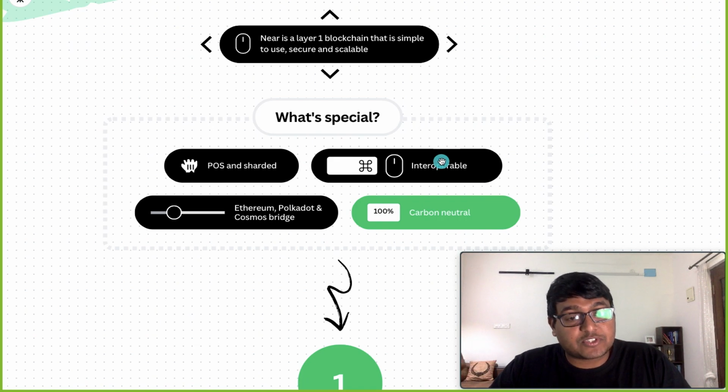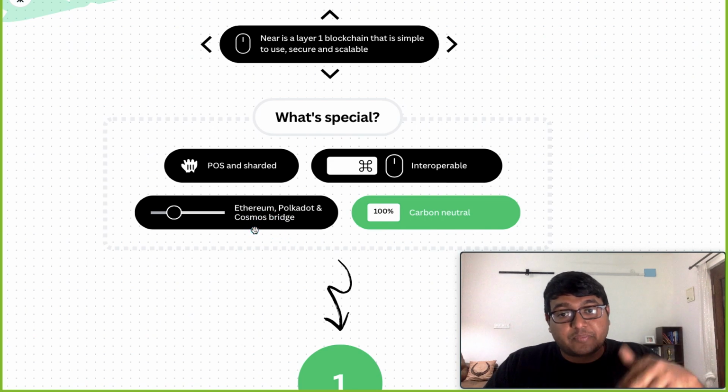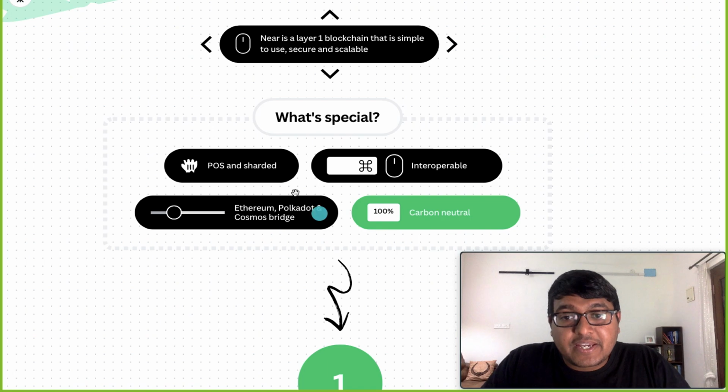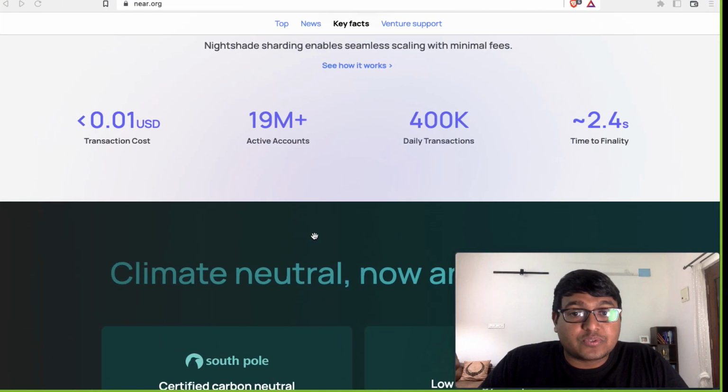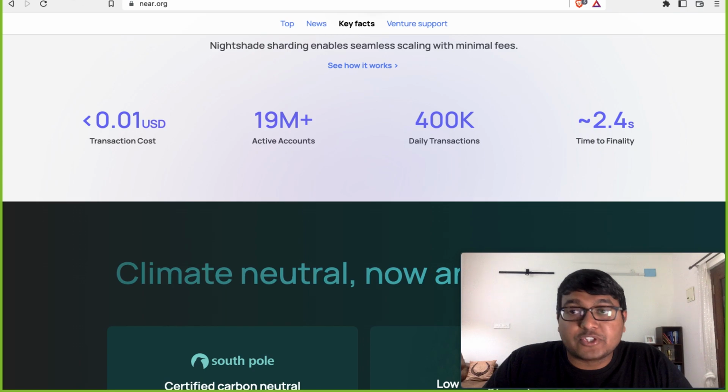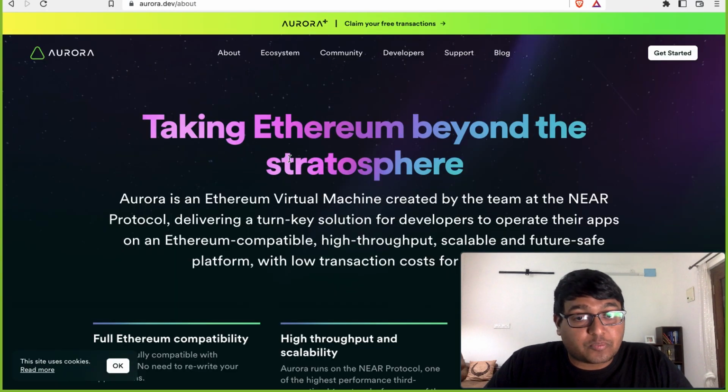Now, this particular blockchain is interoperable. That means apps built on this can easily move to others, or apps built on Ethereum and others can move into this. And for that, they have released something called the Ethereum Rainbow Bridge. They have something with Polkadot and Cosmos as well. So they are trying to ensure that this blockchain is interoperable. That's something very important.